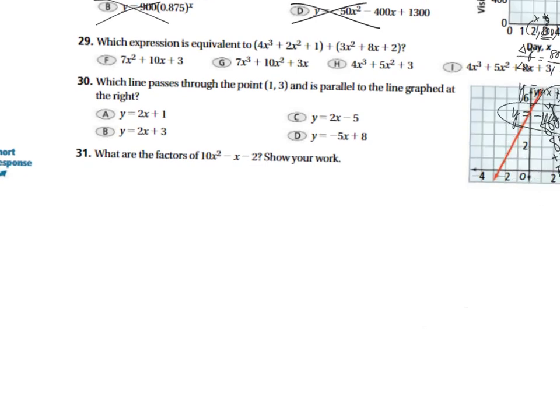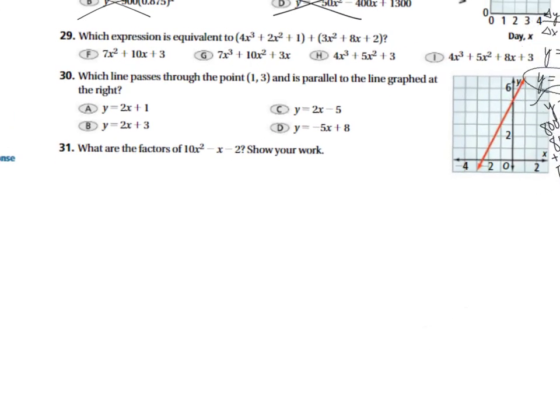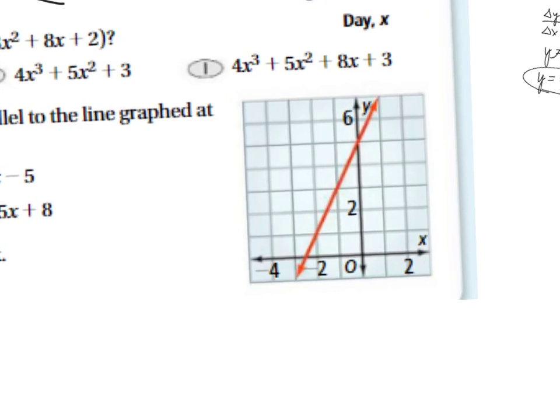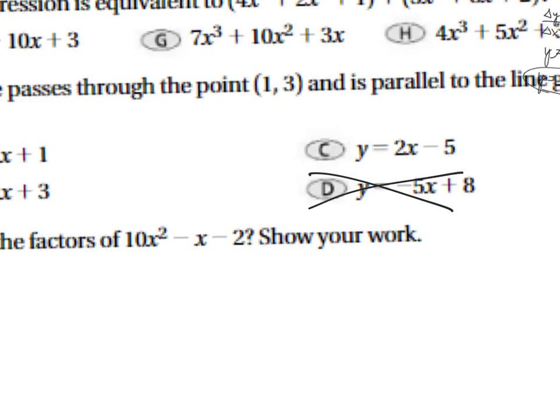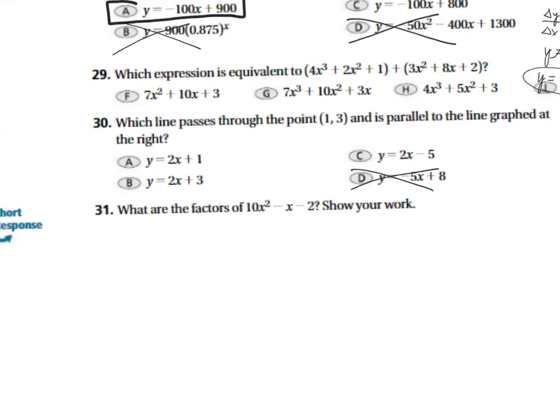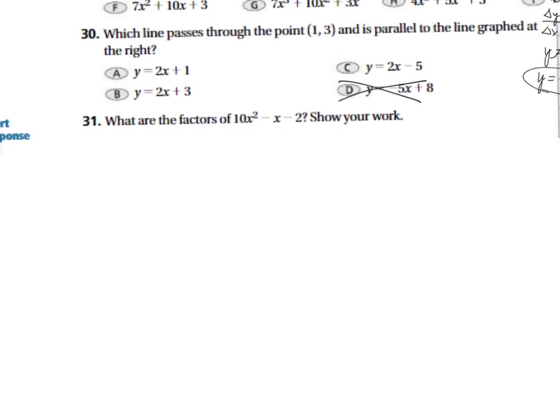And finally, if we look at number 30, which line passes through this point and is parallel to the line graphed at the right? So what we have to remember about parallel lines is that their slopes are the same. Just quickly glancing at this line, I know it has a positive slope. So automatically choice D is eliminated. That has a slope of negative 5. If you look at the others, they all have a slope of 2. So it must be that our slope is 2, so I'm not even going to bother working through that part.